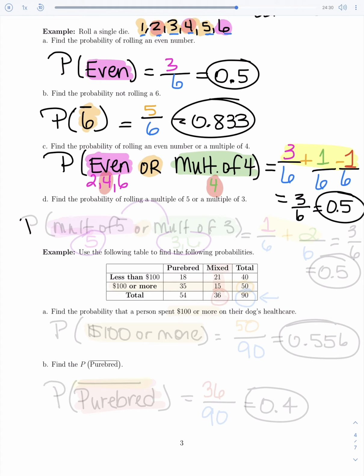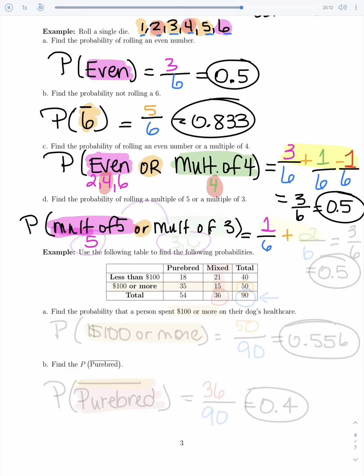The last one is finding the probability of a multiple of 5 or a multiple of 3. So the OR rule says start out with the first one first. What are considered to be multiples of 5 that are on your die? Well, that's just the number 5. So there's only one out of the 6 numbers that are multiples of 5. Now again, remember the OR means that we're going to be adding.